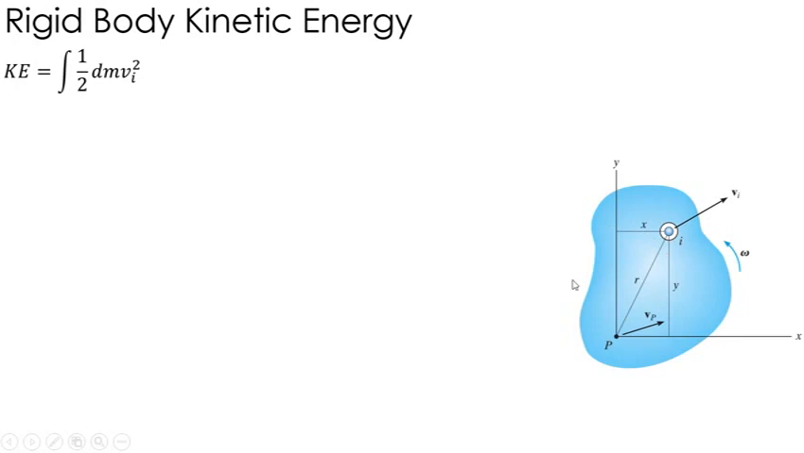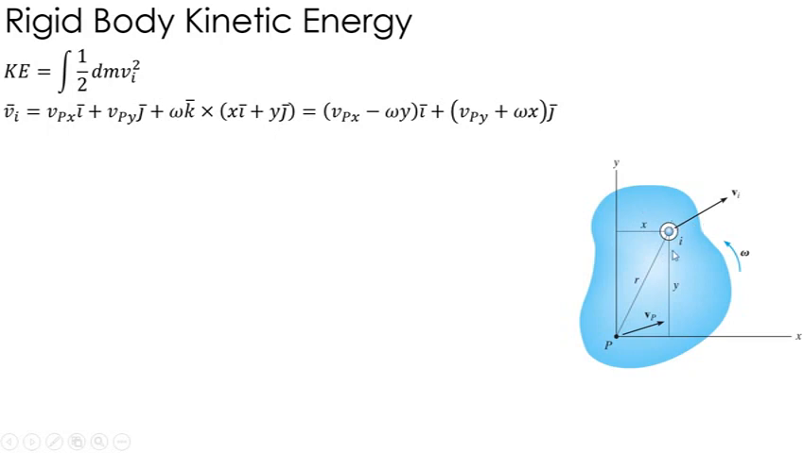So the total kinetic energy of this rigid body is the summation of all the little tiny dm's, 1/2 dm times v of each little particle squared. Okay, so let's look at the velocity of each little particle. I can use our relative motion equation, which is Vp plus omega cross r. So Vp has an x and y component, omega cross r, where r is the distance from P to i. So x and y is the location.